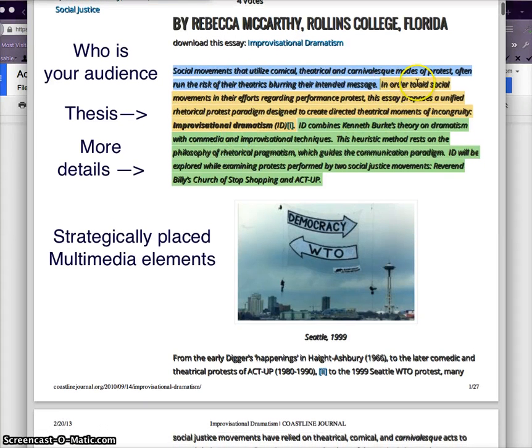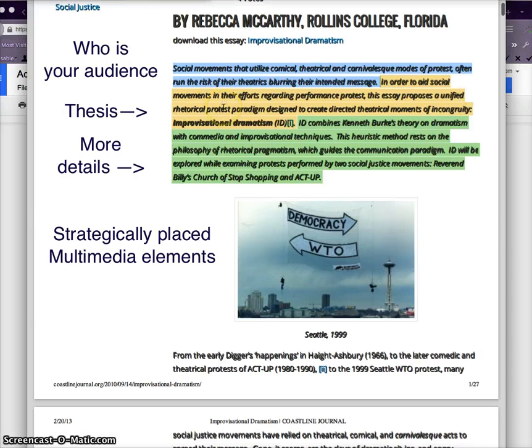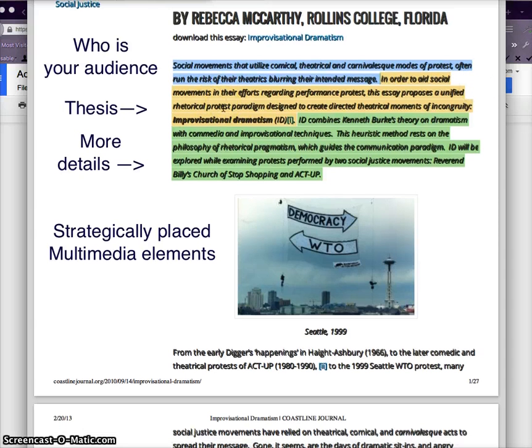In order to aid social movements in their efforts regarding performance protest, this essay proposes a unified rhetorical protest paradigm designed to create direct theatrical moments of incongruity, improvisational dramatism. And then what I do is I go on to explain it. But this is my thesis. It's not entirely explained, but I'm basically telling you what I am doing and why.